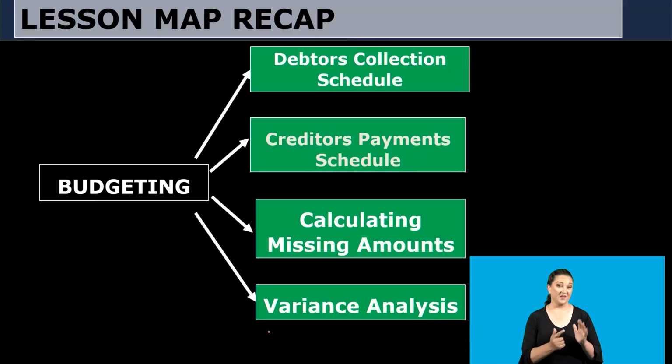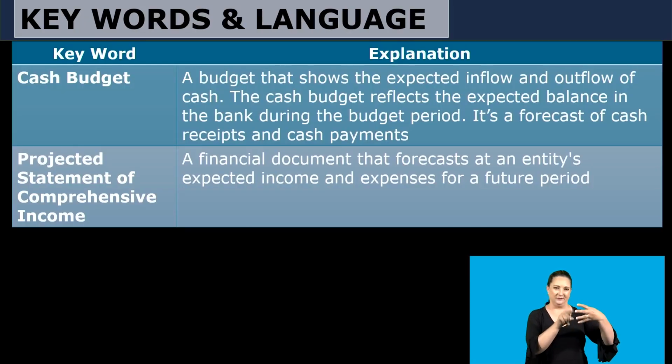Here is the lesson map recap. We have done the debtors collection schedule. We also looked at the creditors payment schedule. We also calculated missing amounts and we did variance analysis. Here are some keywords and language recap: cash budget and the projected statement of comprehensive income.